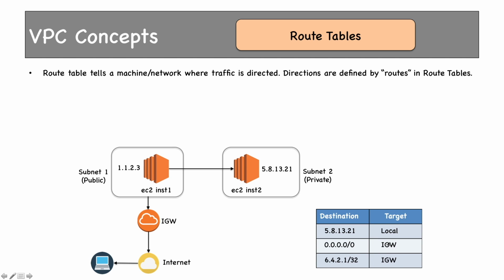If you see, there are two routes which kind of match. One has to go to the internet and the other one has to go to this machine, which is reachable over the internet only.